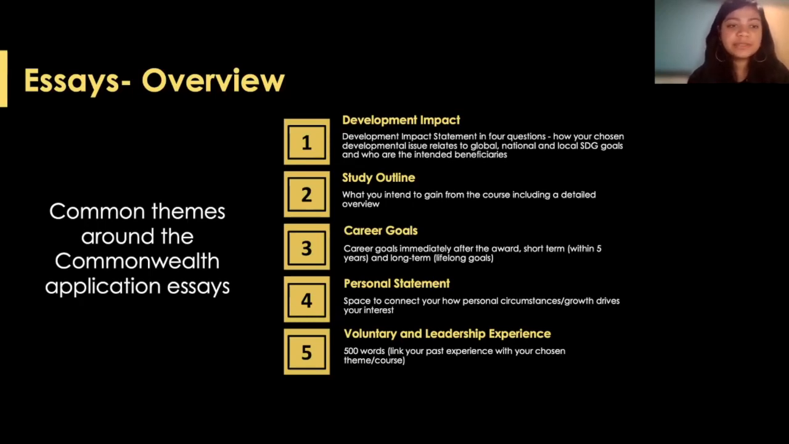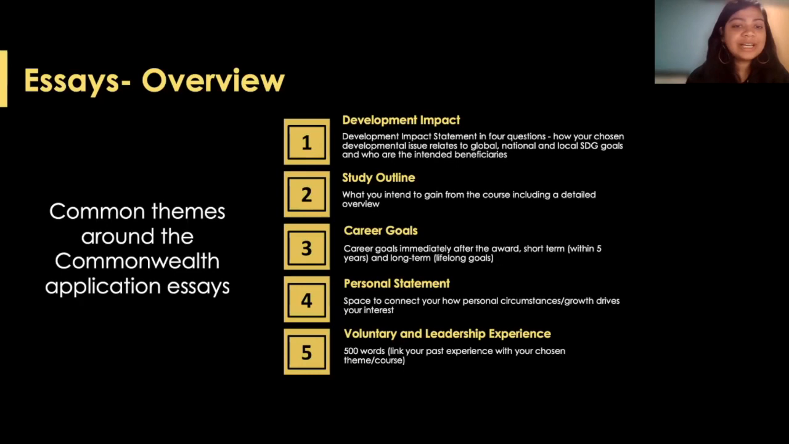The essay prompts revolve around some key areas: developmental impact, study outline, your career goals, your personal statement, and your voluntary and leadership experience. Under developmental impact, they are intending to understand how your chosen developmental issues relate to your local SDGs, your national SDGs, and the global ones. They also want to understand, through pursuing this course, who the beneficiaries are that you intend to benefit.